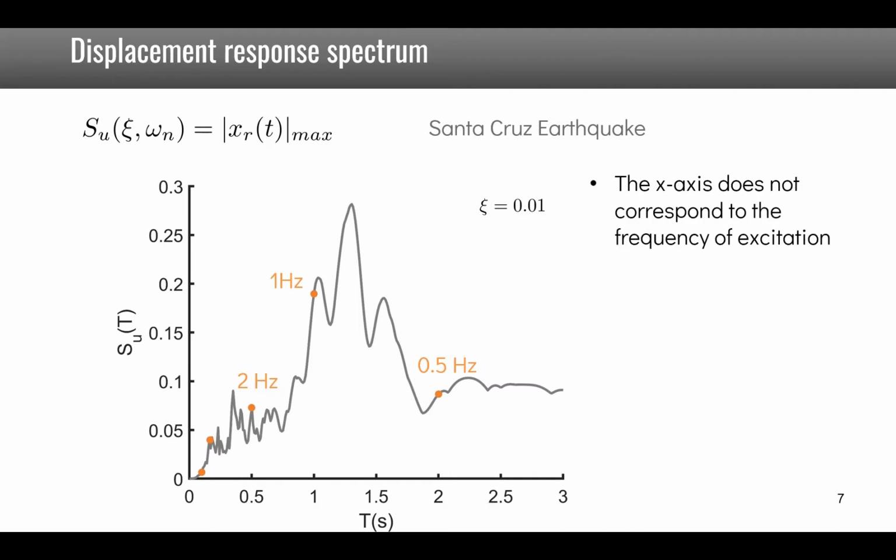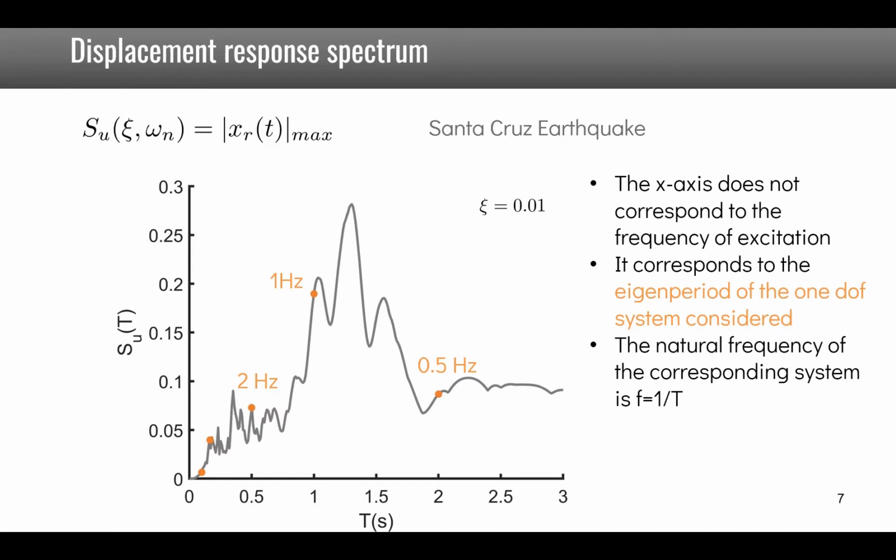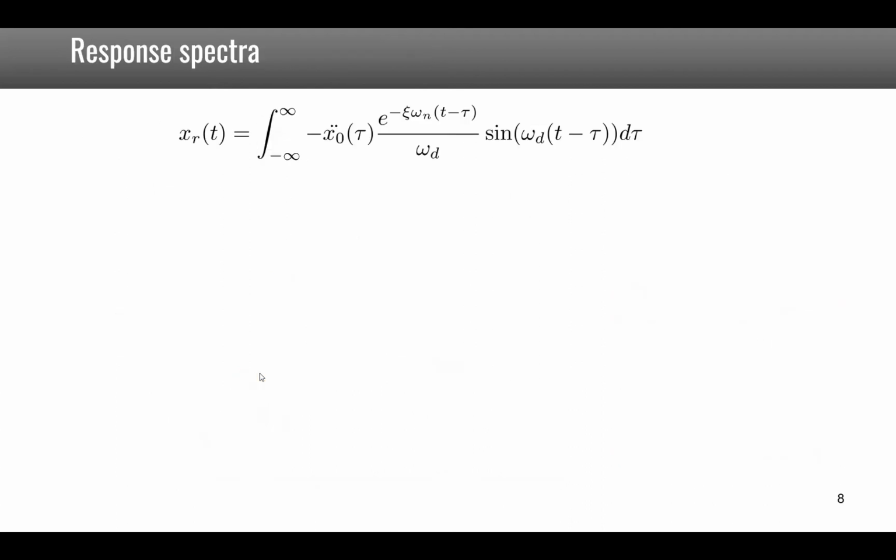You see that the x-axis does not correspond to the frequency of excitation. It is always the same excitation by the earthquake. It corresponds to the eigenperiod of the 1 degree of freedom system that you consider in the computation. This natural frequency of the system corresponds to f equals 1 over T. So for example, here when T is 2 seconds, it corresponds to the natural frequency of 0.5 Hz. When it is 0.5 seconds, it corresponds to 2 Hz. And note again that this response spectrum is specific to an earthquake.